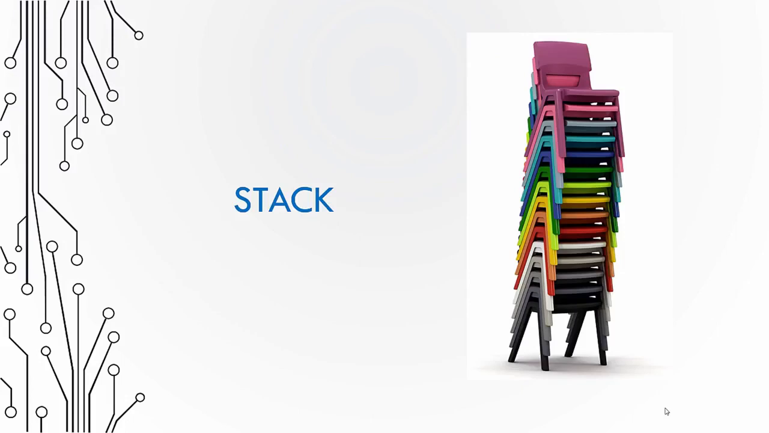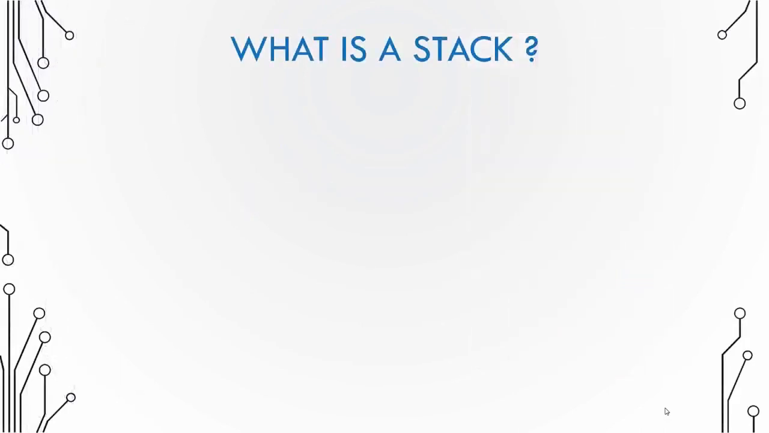It is common to see chairs stacked on top of each other like the one you're seeing in the picture. So this is a stack of chairs. We have a data structure and an abstract data type known as stack, which arranges objects in a similar fashion. So let us study about stack in this video. So what is a stack?